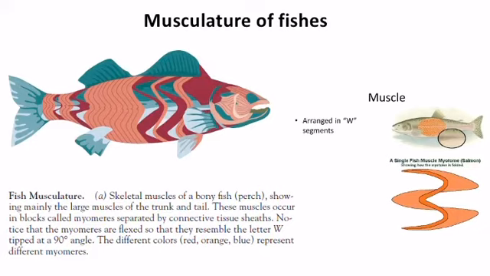Notice that the myomers are flexed so that they resemble the letter W. Here you see that they resemble the letter W tipped at a 90-degree angle, and here you see that this is a single myomer and it resembles the letter W. The different colors represent the different myomers.